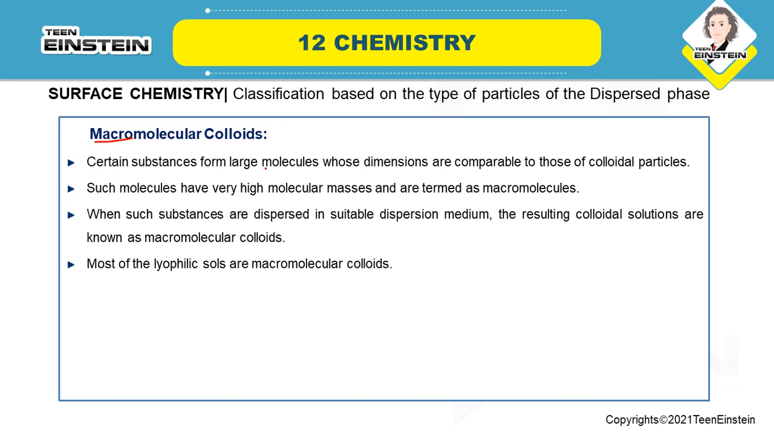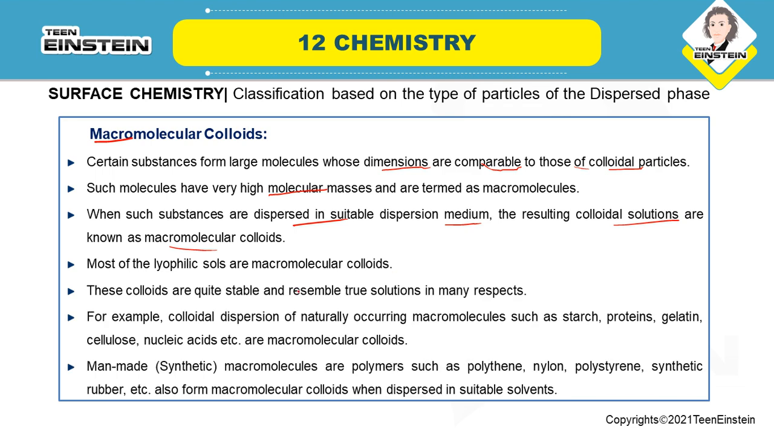Certain substances form large molecules whose dimensions are comparable to those of colloidal particles. Since these molecules are very large, obviously their molecular masses will be very high. That is the reason they are called macromolecules. When such substances are dispersed in a suitable dispersion medium, the resulting colloidal solutions are known as macromolecular colloids. And remember, most of the lyophilic sols fall under this category. So lyophilic sols we have already seen. Another type of classification.